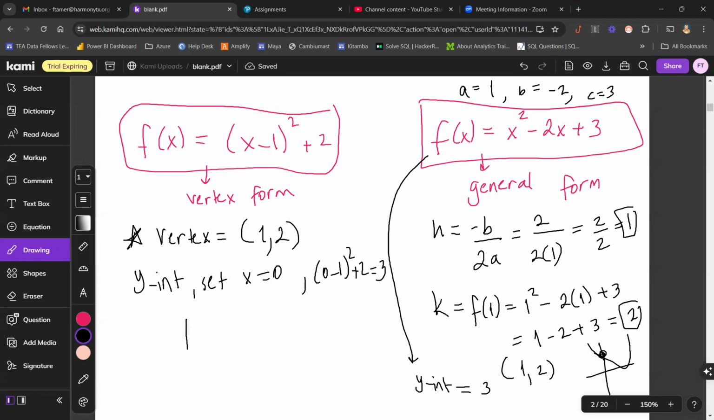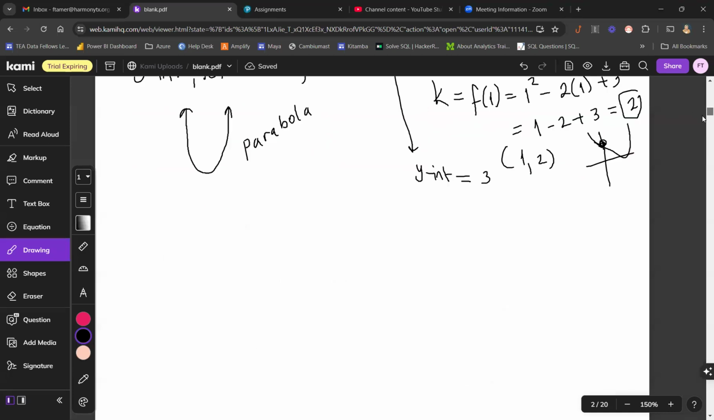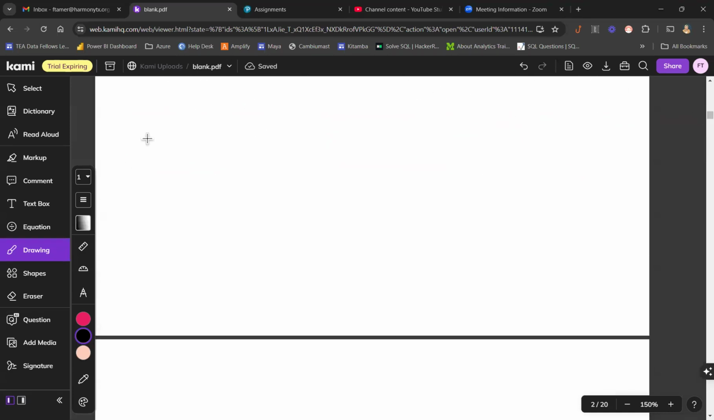And all of these quadratic functions will always have a U-shaped graph, always, and we call them a parabola. U-shaped graphs, we call them parabolas. And then the most basic quadratic function is f of x equals x squared. And we call this the parent quadratic function, which is the most basic quadratic function. And from this function, you can derive so many versions of this.